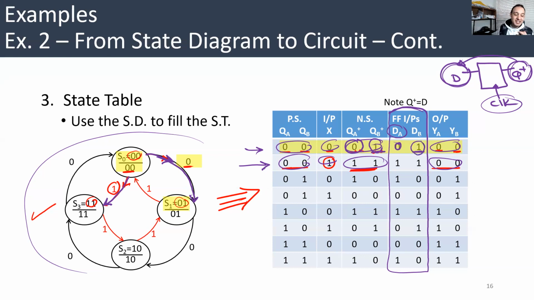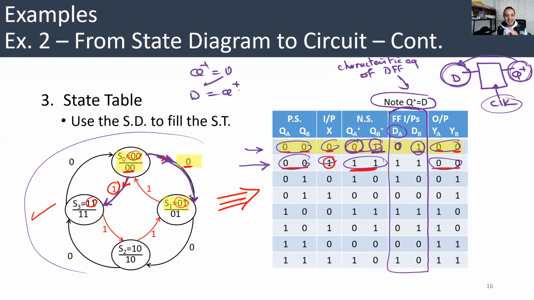And that's why the D flip-flop is really easy to implement. Just note that Q plus is equal to D. This is basically the characteristic equation of the D flip-flop. If Q plus is equal to D, that means D is equal to Q plus, because now it is the opposite.